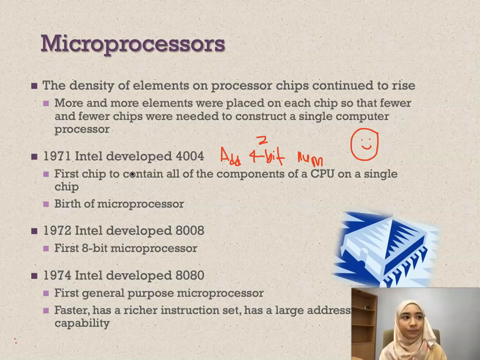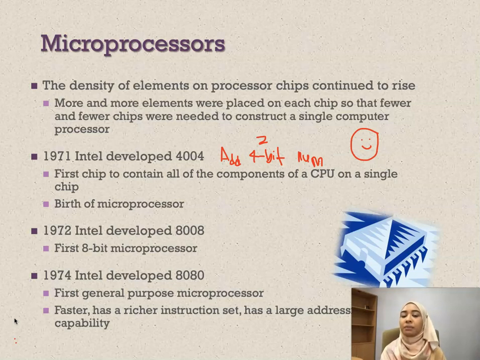Apart from the addition, it could only multiply by repeated addition. It was quite bad. By today's standard, the 4004 is really bad. We won't use it anymore, ever. After that, Intel introduced a different microprocessor called the 8008.